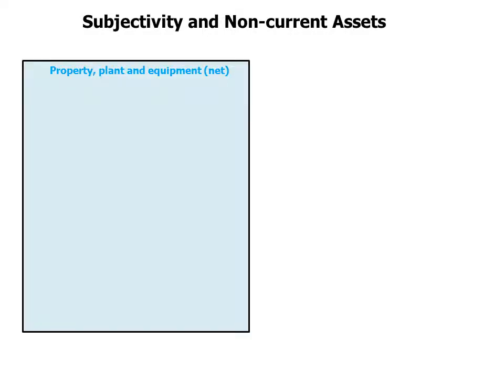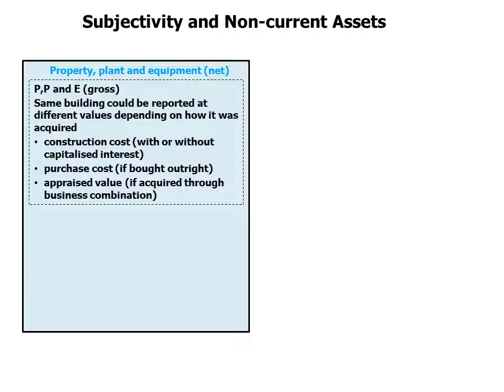If we move on to non-current assets, property, plant and equipment, let's start off with the gross figure. The same building could be reported in the financial statements with different values depending upon how it's acquired. If we've got a property which has been built by the firm, then it will reflect construction costs, and depending upon the choice of accounting policy, it may or may not include capitalised interest in that construction cost. Or purchase cost, if the property has been bought outright from a third party or from a developer. That will have a different cost than if the firm built it itself. Or an appraised value, if the property was acquired as a result of an acquisition of another firm, and that will be based on a market valuation from a surveyor, and no two surveyors are likely to come up with the same value. So we can have three, possibly four different values depending upon how the building has come onto the balance sheet.